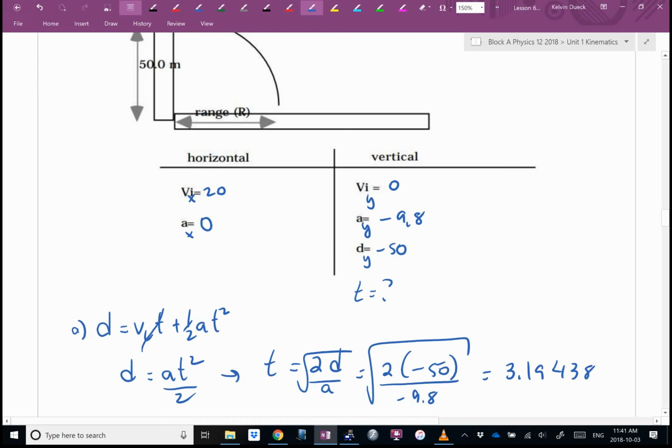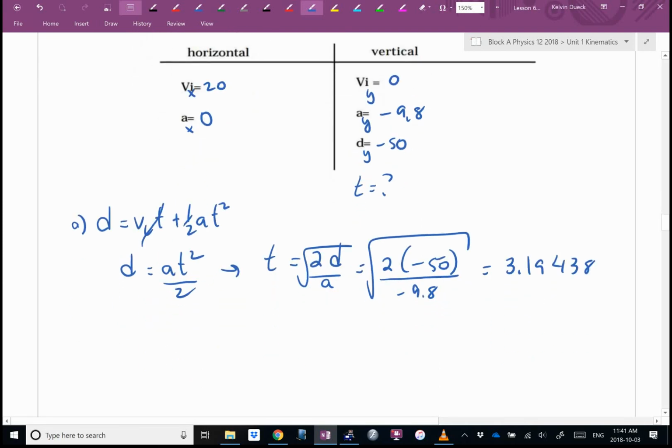And then since they did ask me to find time, I'm going to report the answer to 3 sig figs with units. I'll put a box around it. That's the answer. I would say the time is 3.19 seconds, but if you need me to use it to find something else, I'm going to use 3.19438 or my answer button if I can.